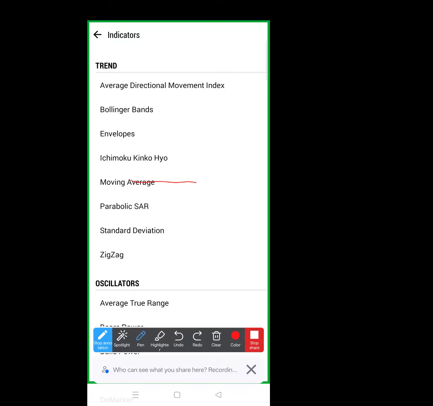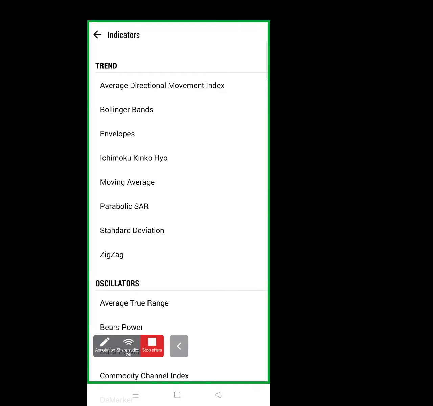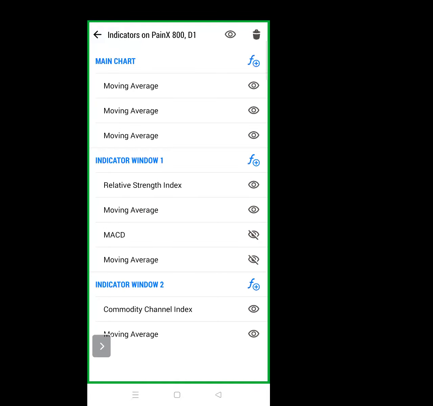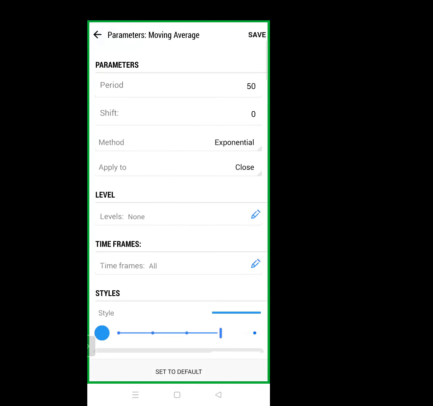So now I'll be showing you how we can already have them. This is the first one. Please take note, in as much as you have the recording, take note of this. When you enter 50, period is 50, shift is 0, method is exponential, apply to close. You can choose any color of your choice, that doesn't matter. Then you click on save.